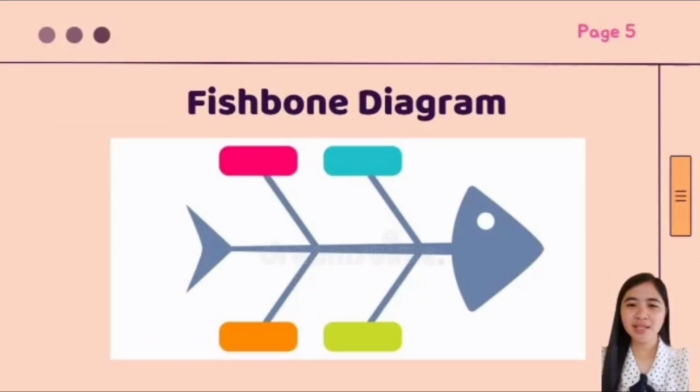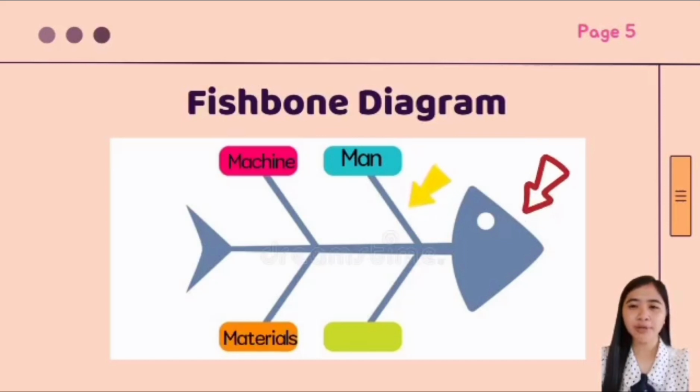Now, let us see the cause and effect diagram, which looks like the bones of a fish. You start with the problem or effect, which would be the head of the fish. Starting from the head of the fish, you draw different bones, one for each category of causes that could generate the effect. There are quite a few options for these bones. Most common is man, machine, materials, and methods, also known as the 4Ms.